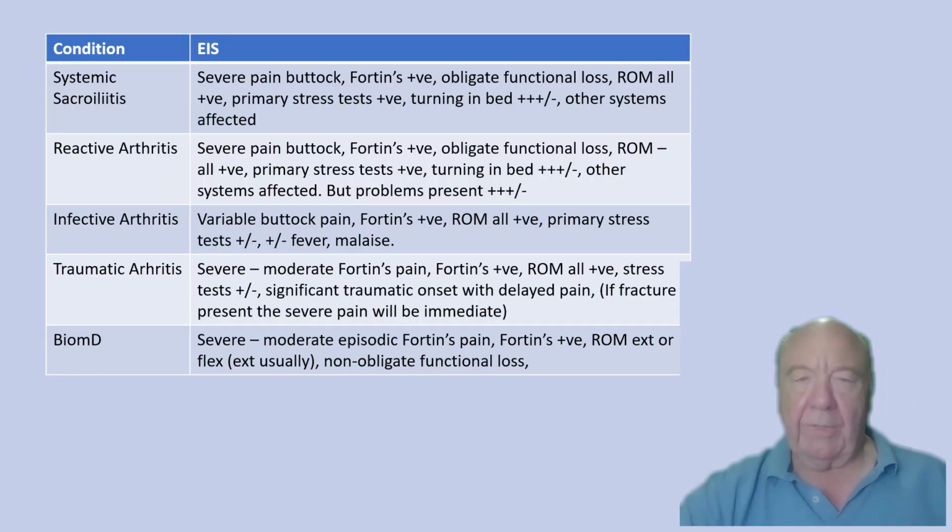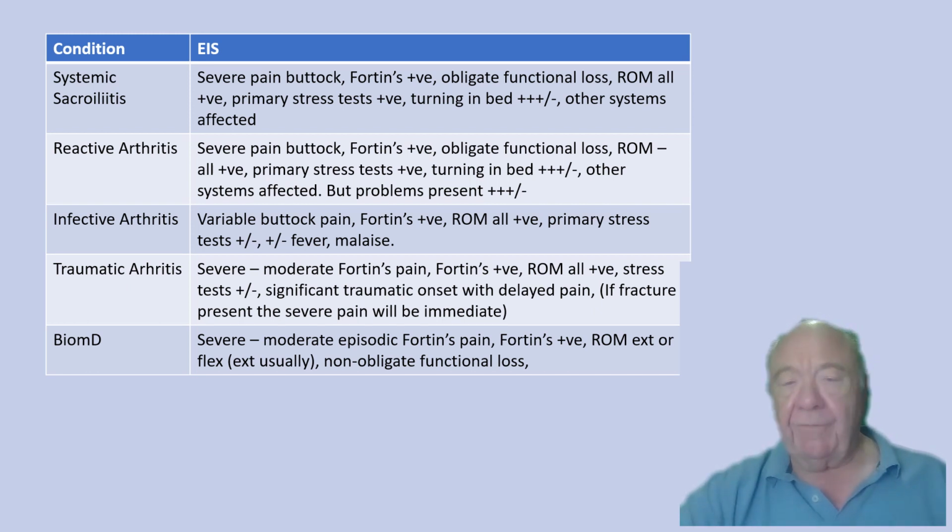All of the sacroiliitises have similar things in common. Because it's all arthritis, it will be relatively severe pain compared to biomechanical dysfunction, although that can be very painful as well. But sacroiliitises are always more severe.